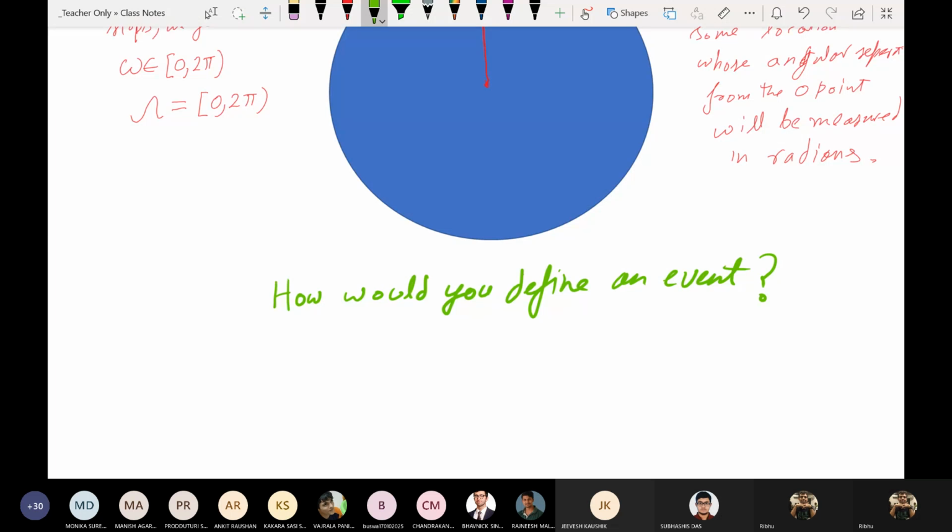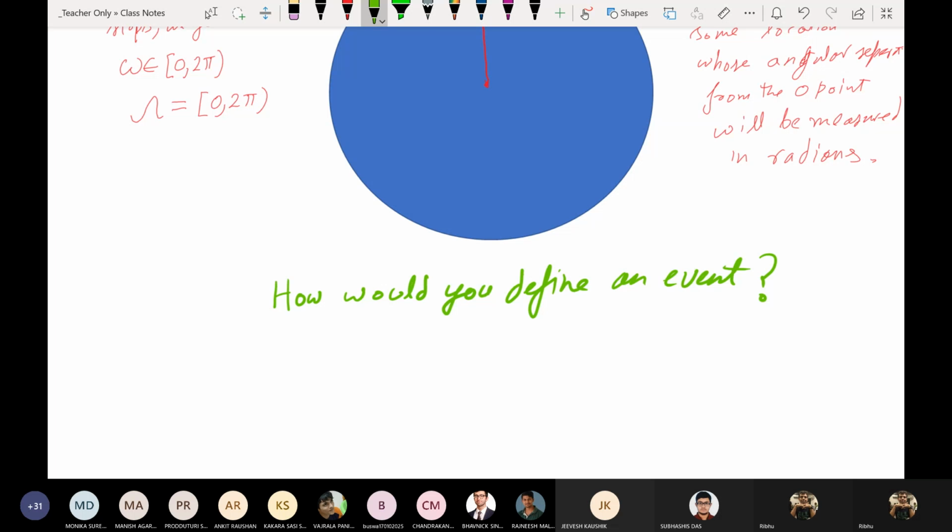You define a point. A point is a real number with infinite precision. And the probability of this needle stopping at one precise point is zero, or the event that it will stop at one precise point is extremely unlikely. So what you can bet on is that this will stop somewhere between pi by 4 and pi by 2, or somewhere between pi by 6 and pi by 4, something like that.